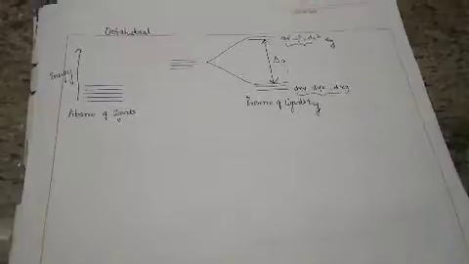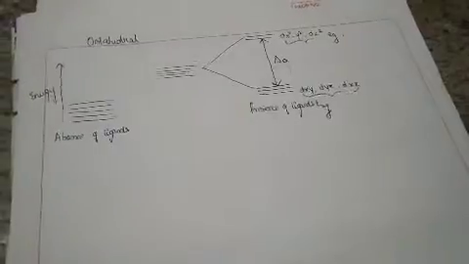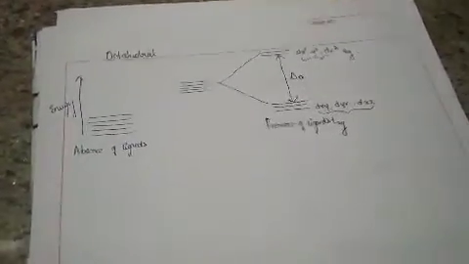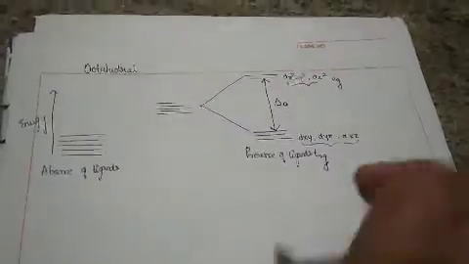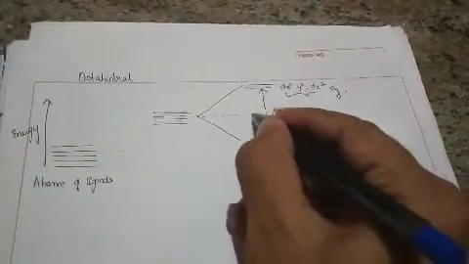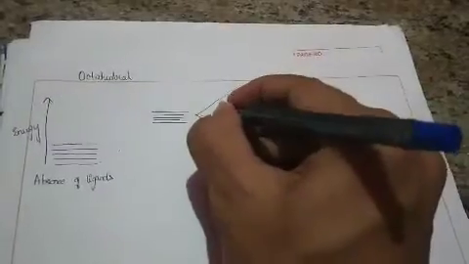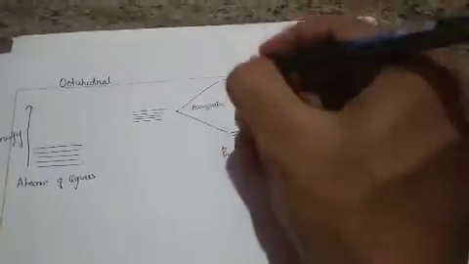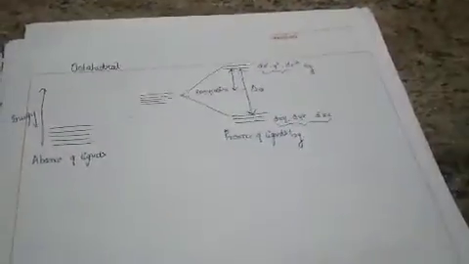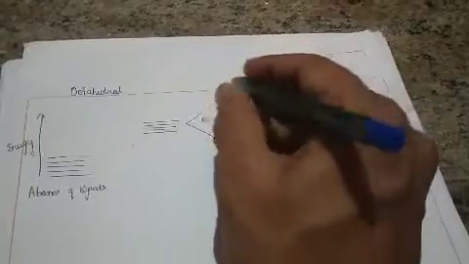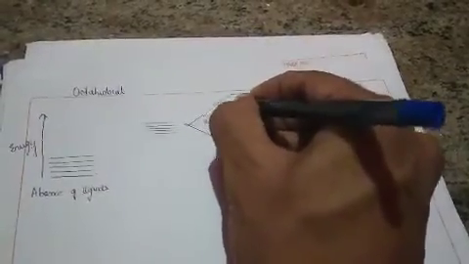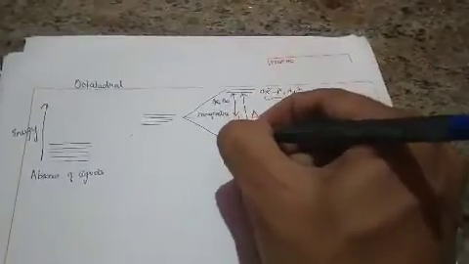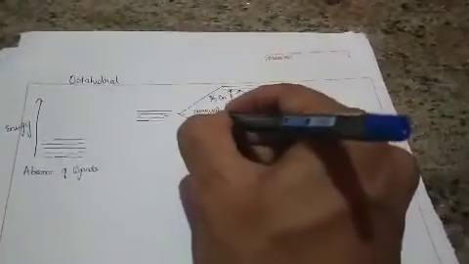Now, as we all know, VBT was not able to explain which ligand is weak and which ligand is strong. But before going to that, if you draw a straight line in between, this is called the barycenter. The Eg set of the octahedral is raised in energy by 3 by 5 times delta naught, whereas the T2g set is decreased by 2 by 5 times delta naught.